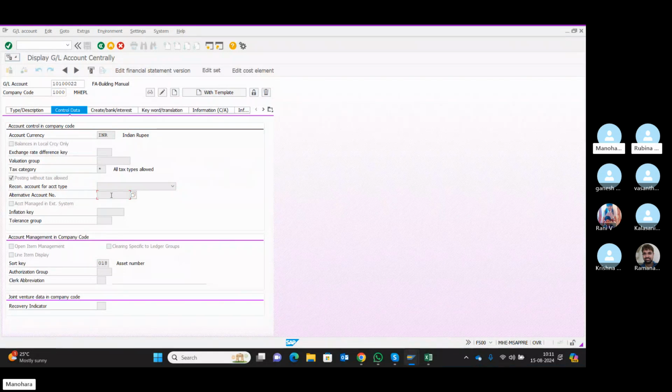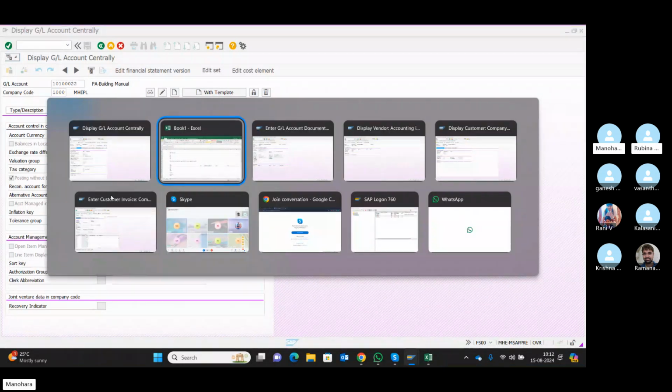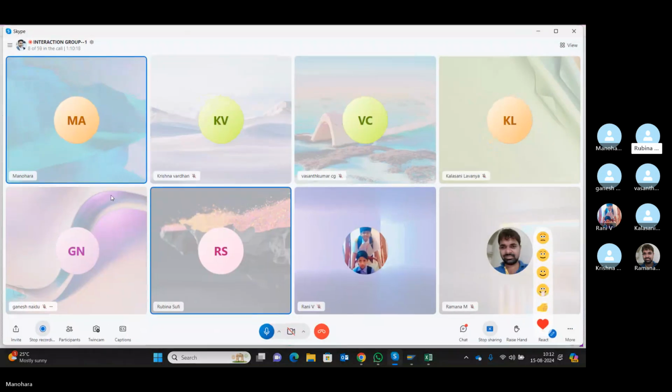Is there any doubt? So here, the customers and vendors have the reconciliation account, so those are called subledgers, as you said. Yes. GLs are the main ledgers. Apart from the GLs, what comes under the main ledgers? Can you please explain?